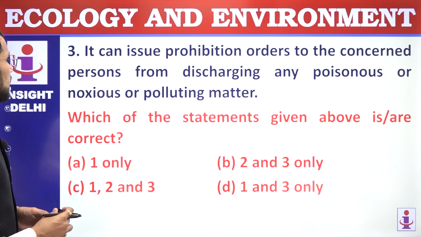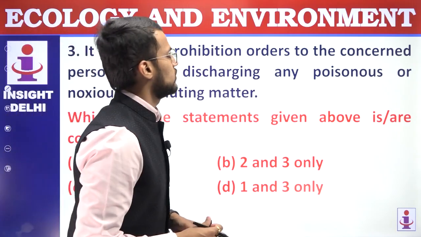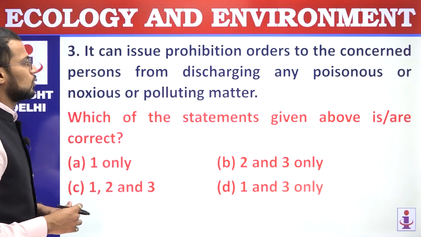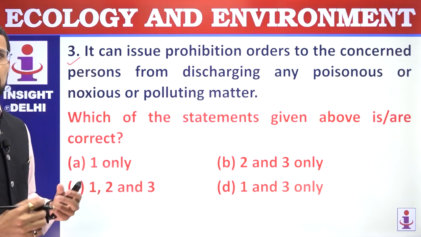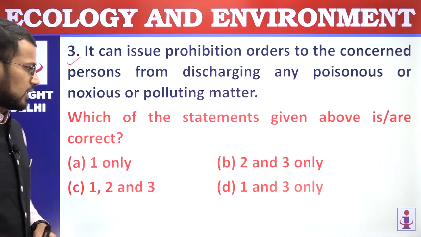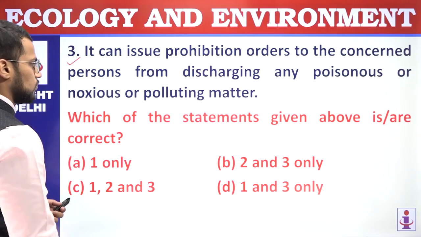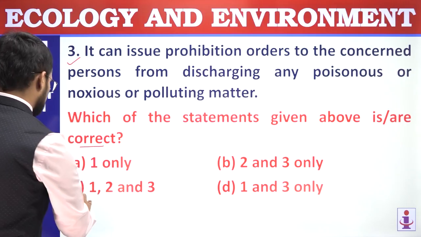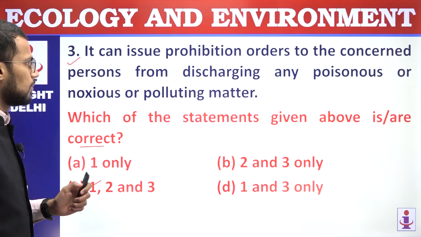Third, it can issue prohibition orders to the concerned persons from discharging any poisonous or noxious or polluting matter. Right, so that is also a correct statement regarding SPCB. It can issue a prohibition order for, let's say, pollution by any person or organization. So all these are the functions of SPCB, and we are supposed to find out correct statements only, and that's why the answer is C. All statements are correct regarding SPCB's powers.